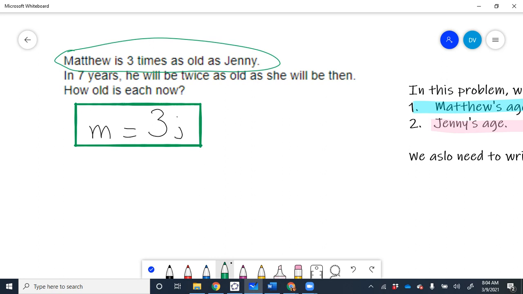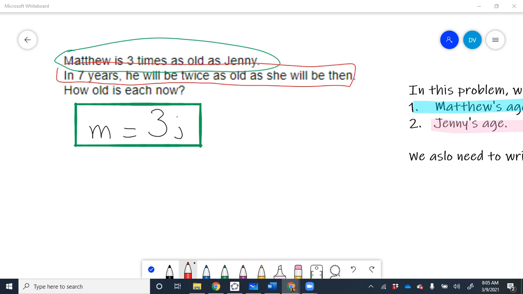Let's use maybe red for the next equation that we're about to write. And that's going to come from this sentence. In 7 years, they're talking about Matt will be twice as old as Jenny will be then. So here's what I want you to write. By the way, make sure you write that first equation down.